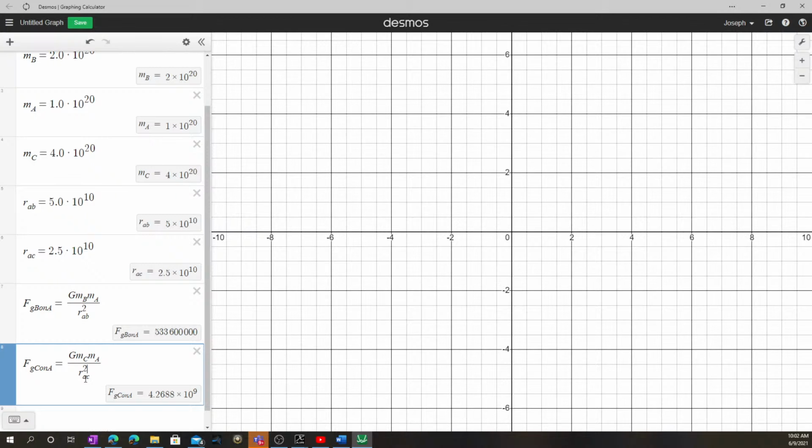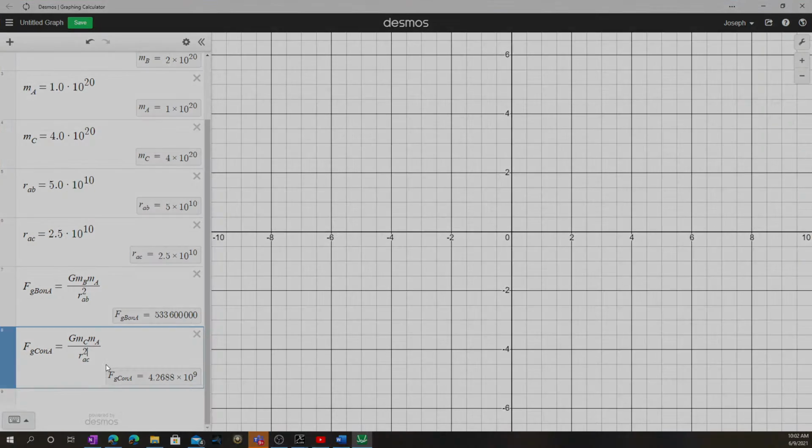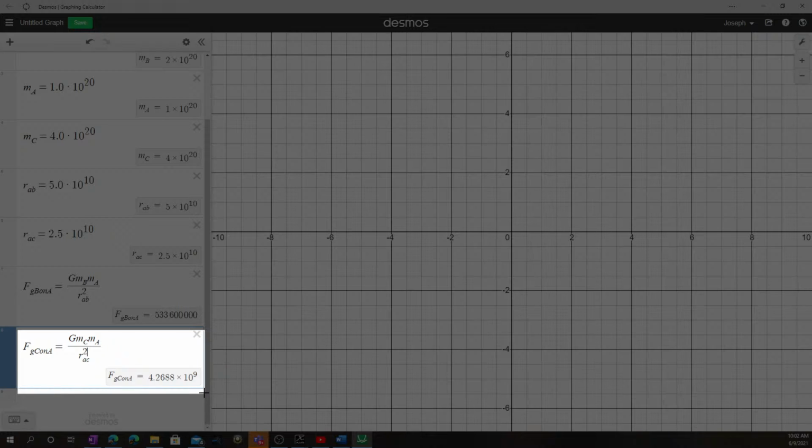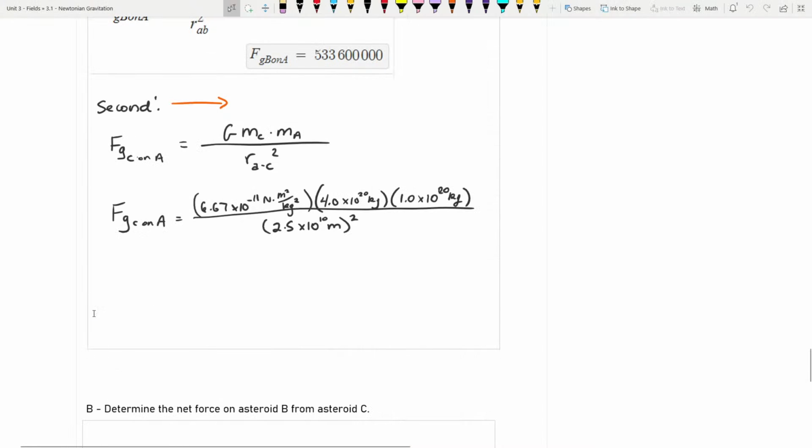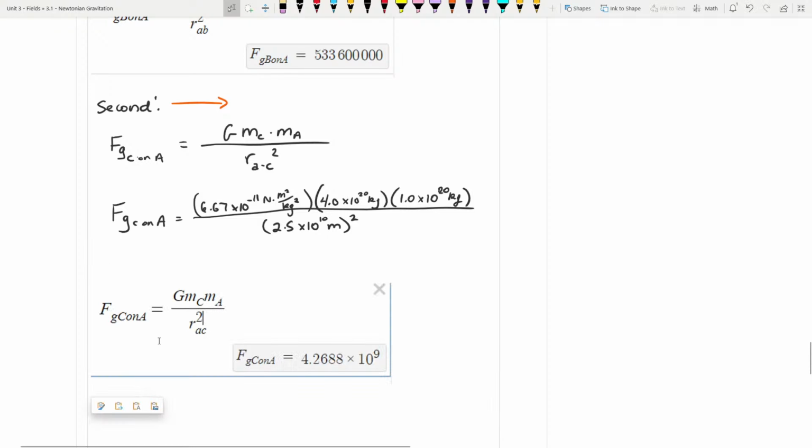And so now we get, what did we get for that? 4.269 times 10 to the 9. Okay, and so now we can say force of gravity of C on A is 4.269 times 10 to the 9 newtons, and that's going to be on the x-axis.